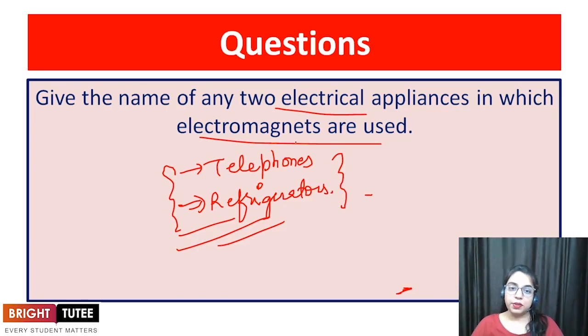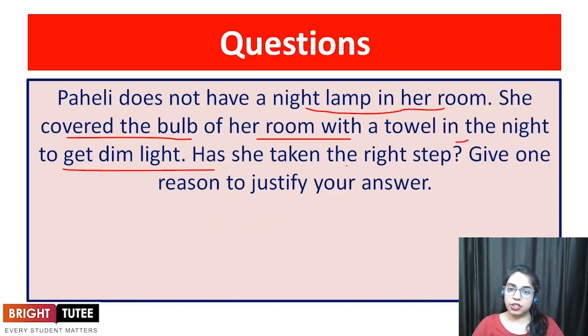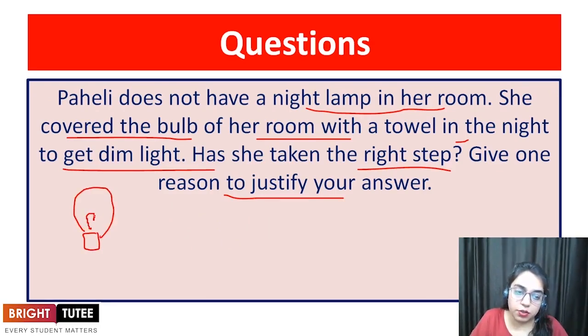Okay. So the next question is, children, Paheli does not have a night lamp in her room. She covered the bulb of her room with a towel in the night to get dim light. Has she done the right step? Give one reason to justify your answer. So children, what Paheli did was, she covered the bulb with a towel. Has she taken the right step, children? No, she has not taken the right step, children.